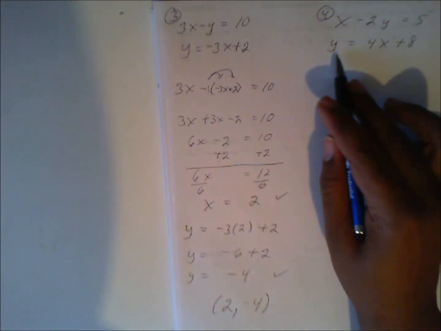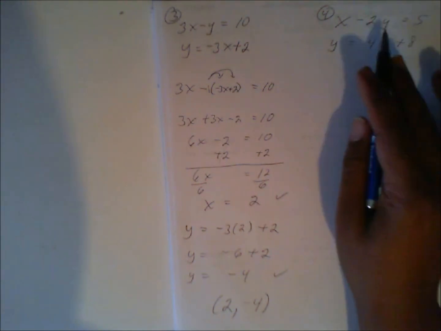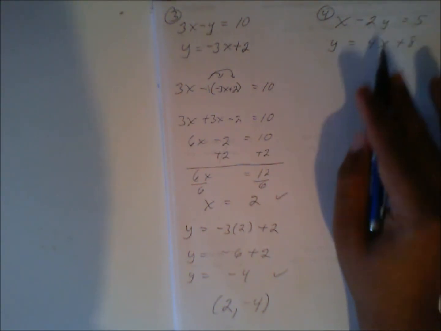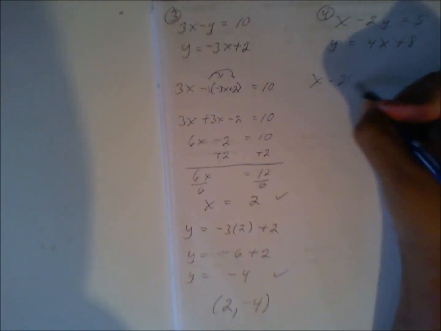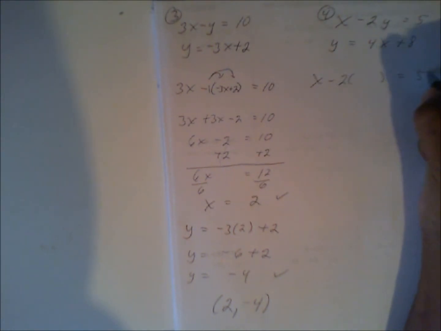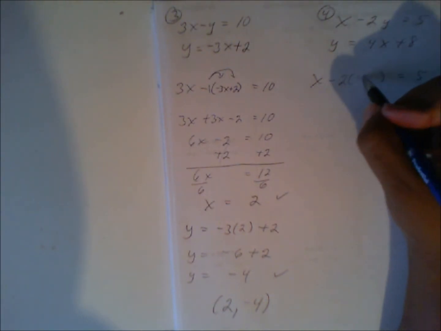Okay, here, number 4, we have a substitution for y. That will be 4x plus 8. So we'll replace this y right here with the 4x plus 8. We'll begin by saying x minus 2 with parentheses equals 5. Now inside the parentheses, we'll put the 4x plus 8.